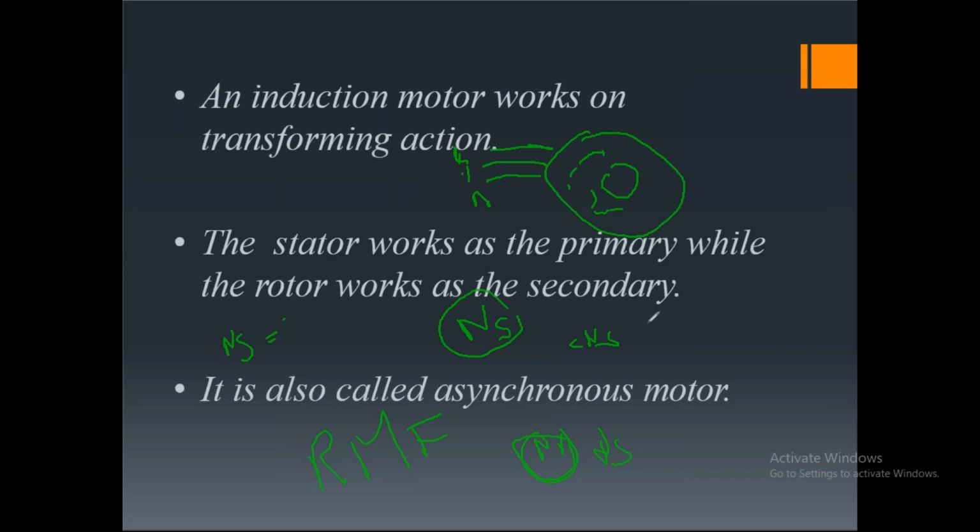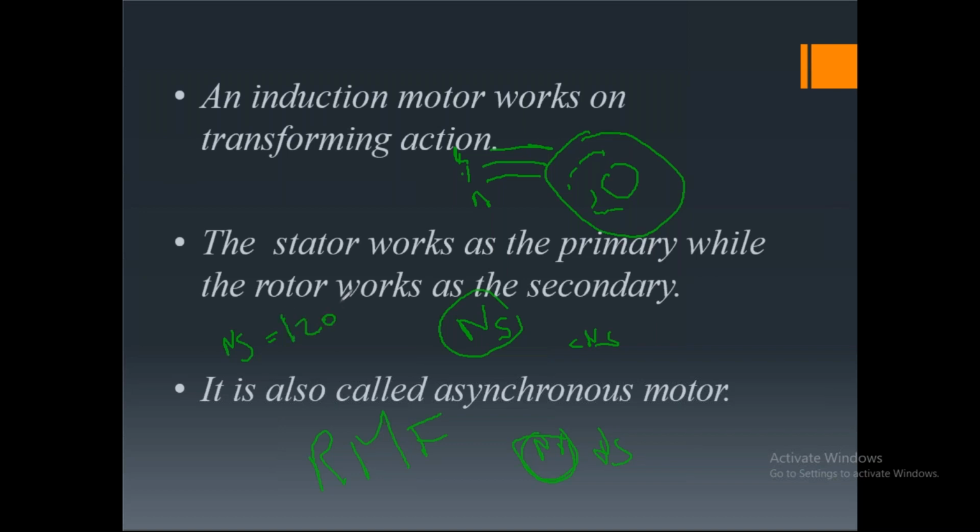So I already explained in class the synchronous speed formula, and how we can calculate it with a different number of poles. What is the formula for synchronous speed? 120 F by P RPM, sir.